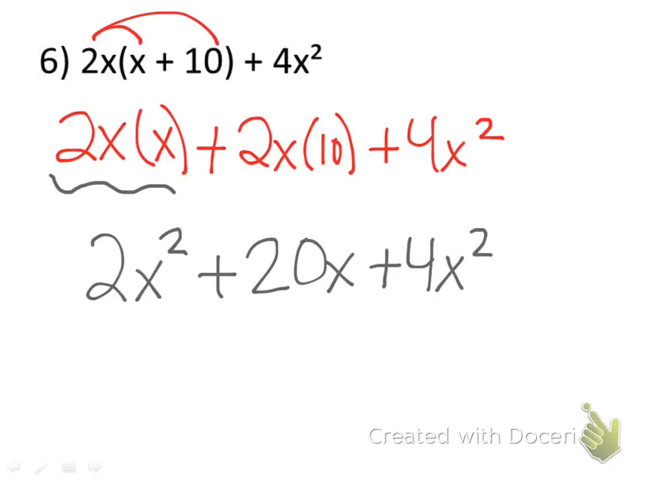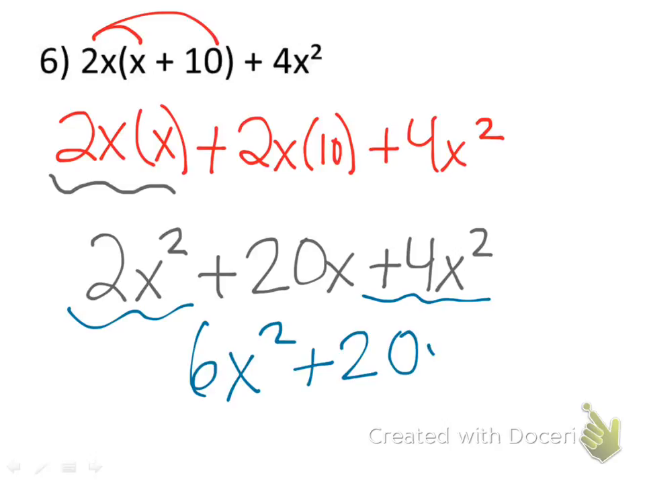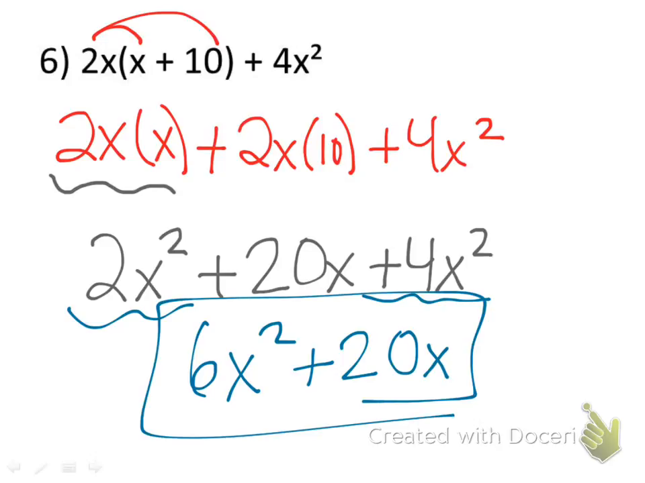What next? 2x squared plus 4x squared, and then plus 20x. What do you get when you do 2x squared plus 4x squared? 6x squared plus 20x. You can't actually add those because one has x squareds and one has just x's. Thank you. Questions?